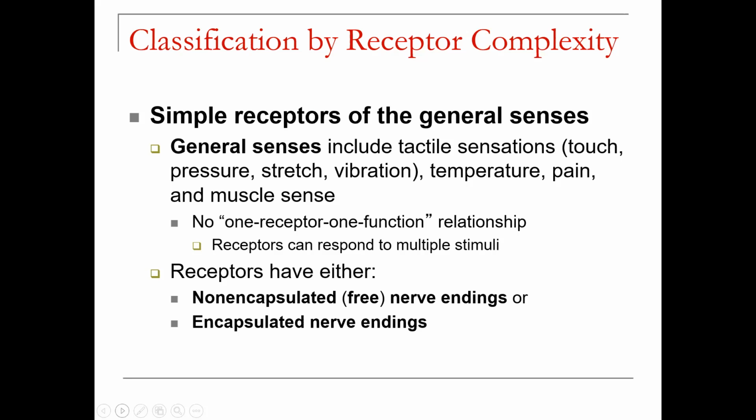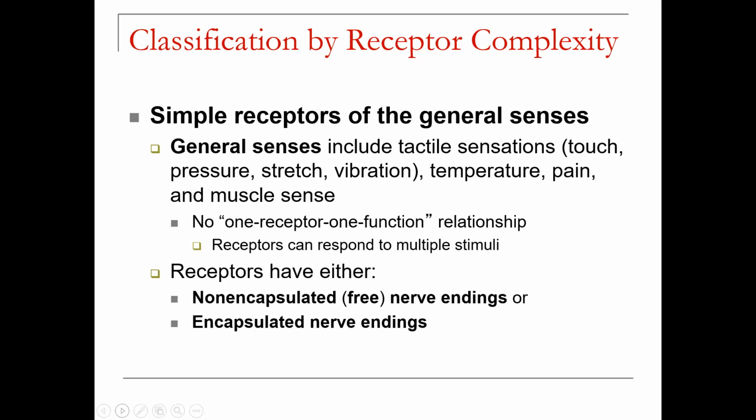The general senses have very simple receptors, and their endings are either going to be encapsulated nerve endings, or they're going to be free nerve endings. The end of a dendrite is a free nerve ending. If it's covered by layers of connective tissue, it is an encapsulated nerve ending.